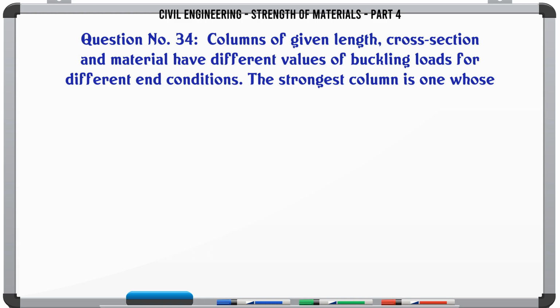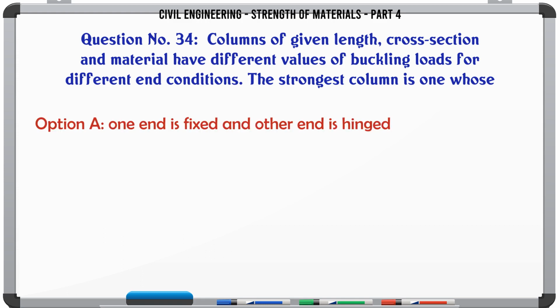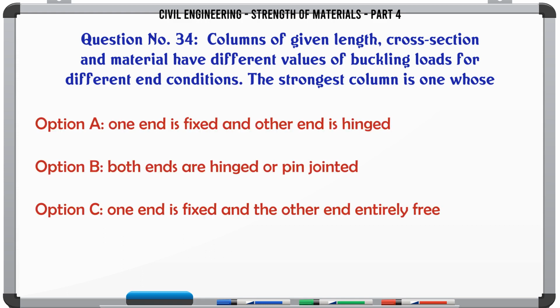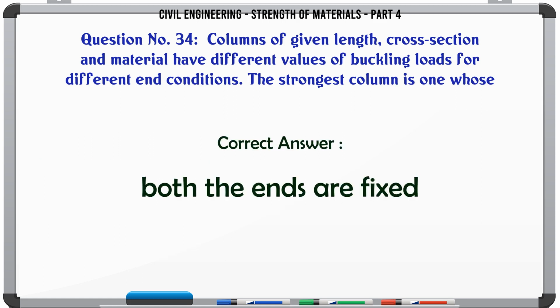Columns of given length, cross-section and material have different values of buckling loads for different end conditions. The strongest column is one whose: A. one end is fixed and other end is hinged, B. both ends are hinged or pin jointed, C. one end is fixed and the other end entirely free, D. both the ends are fixed. The correct answer is both the ends are fixed.